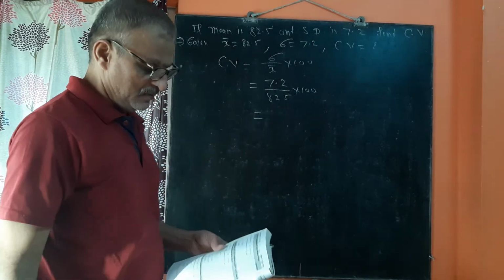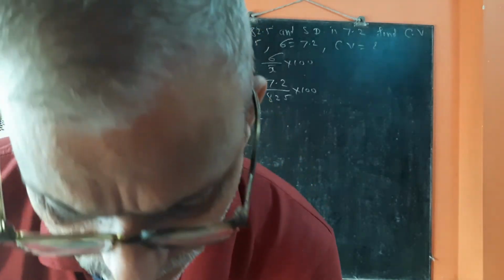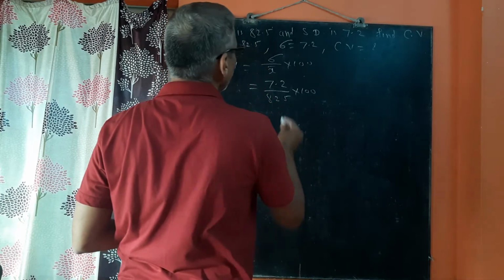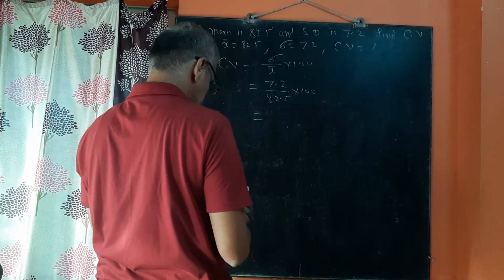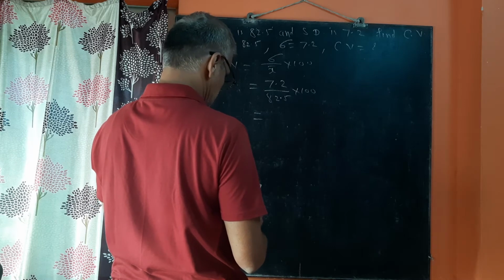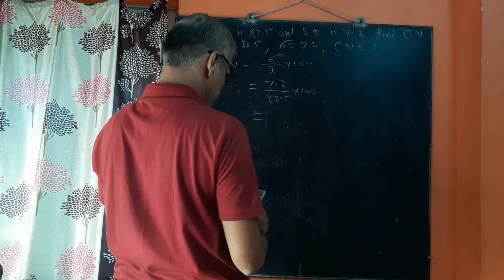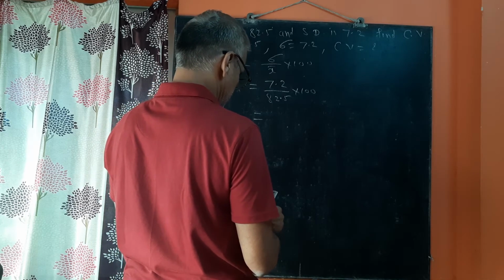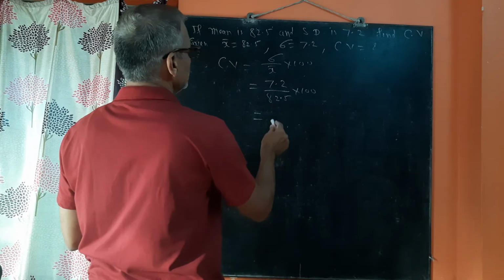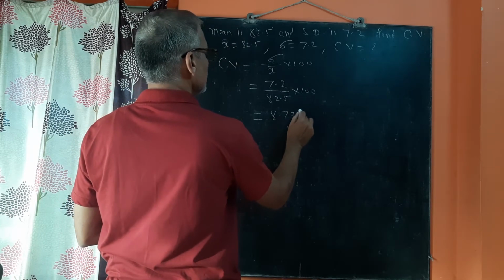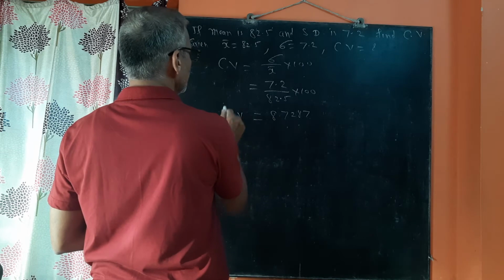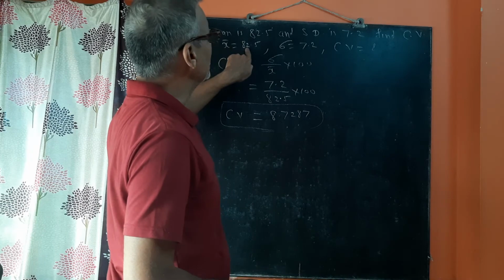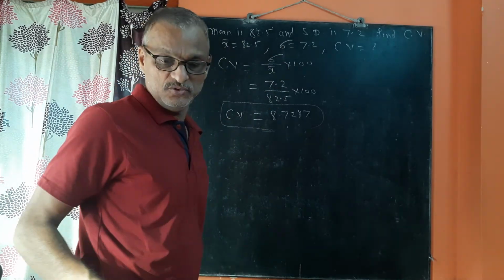Let us calculate it. We get 7.2 into 100 divided by 82.5, which is 8.7272. That is the coefficient of variance for the given data, whose mean is 82.5 and sigma is 7.2.